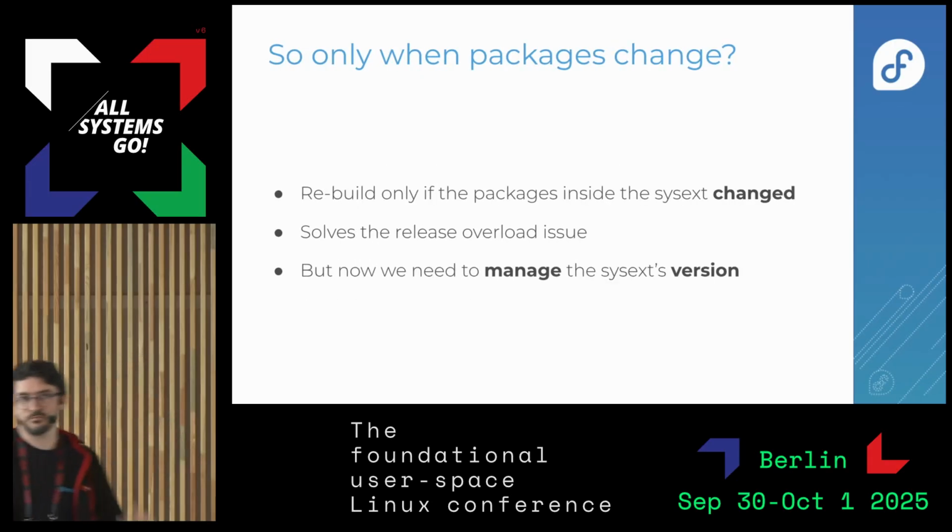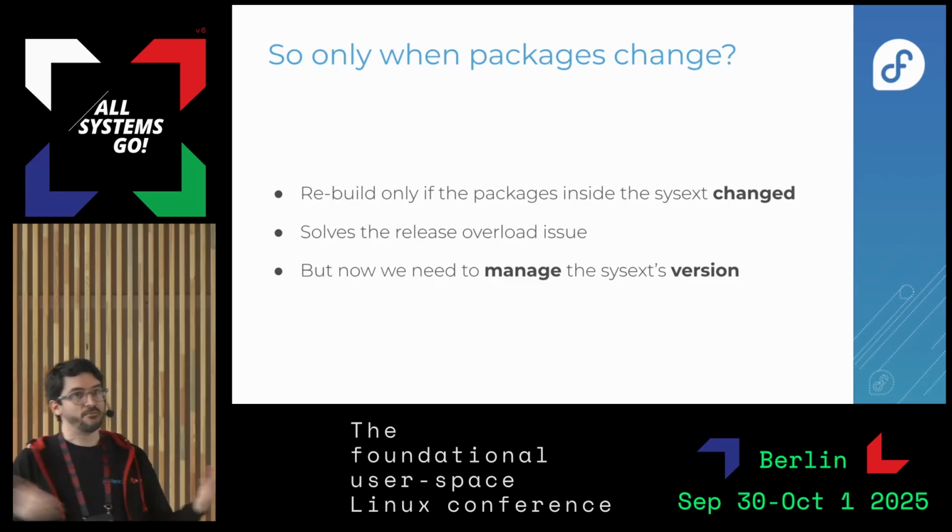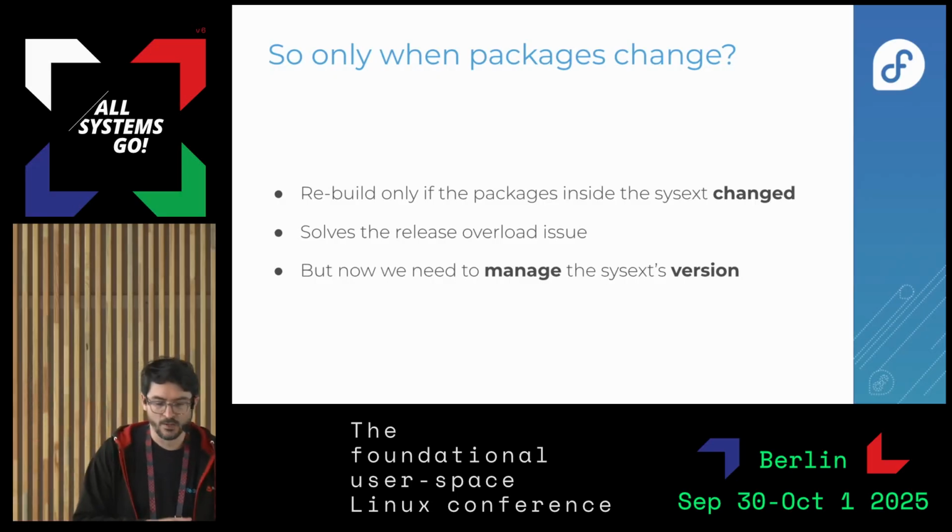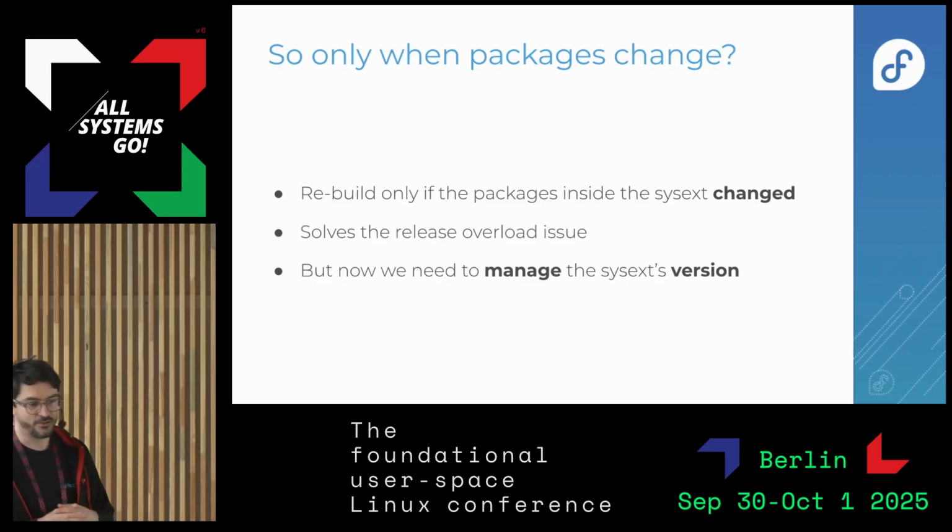So then we tried to say, okay, what if I just build them when the actual packages in the Sysexts change, which works better. I'm building way fewer versions of the Sysexts. I'm just building the ones that actually matter. But the thing is, now I have to manage their version, because the version of the Sysexts is different from the one of the system. So I have to find some sort of compatibility: what version is my Sysext and what version is my host, and which are going to work together? And this is where the troubles start to come, essentially.